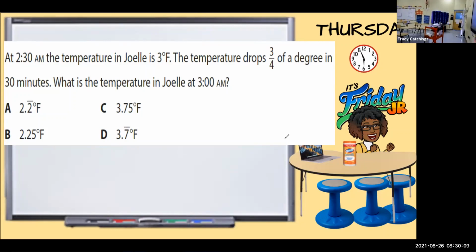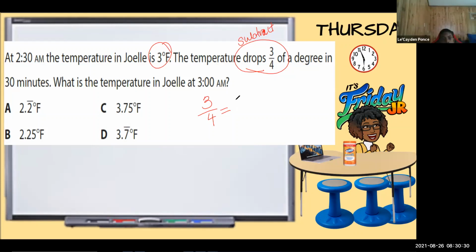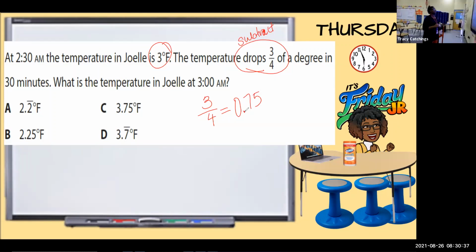All right. So we know we're starting at 3 degrees, and then they said it's dropping 3/4, so we know that's going to deal with some subtraction. So let's go ahead and figure out that decimal value for 3/4. Did anybody figure that out? 3 divided by 4? 0.75. Good job. That's one of those where we can think about quarters. 3/4 is 75 cents. So we know we will be dropping or subtracting 0.75.